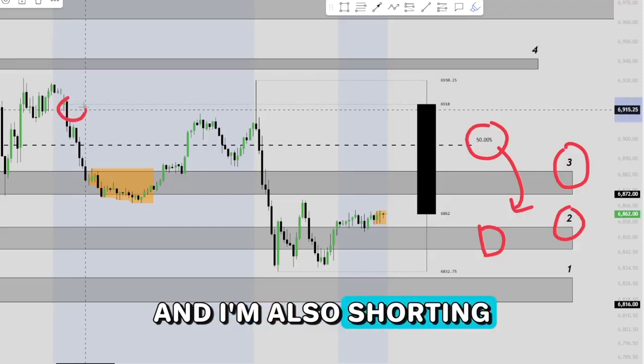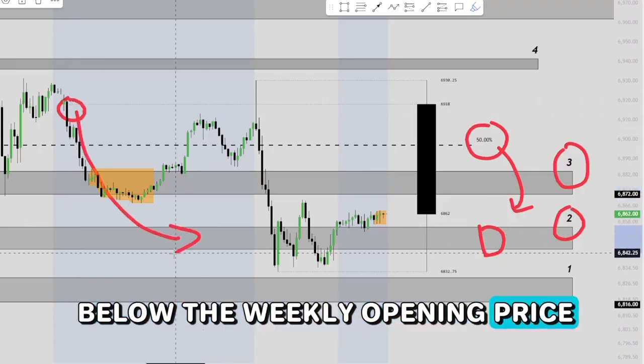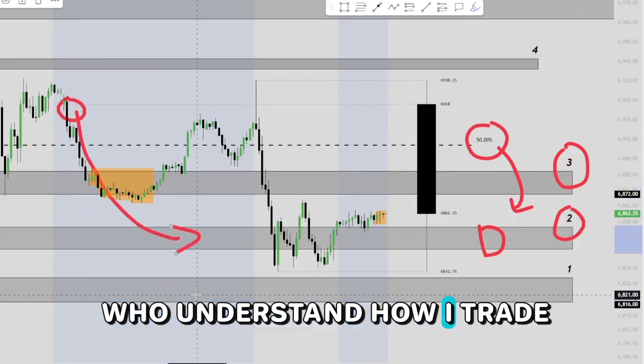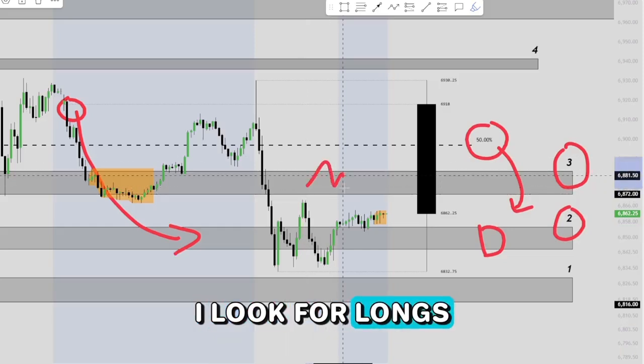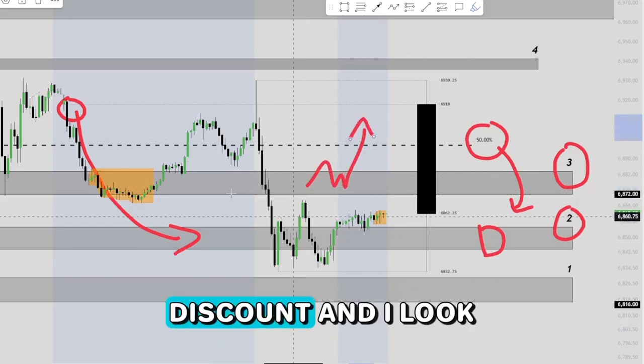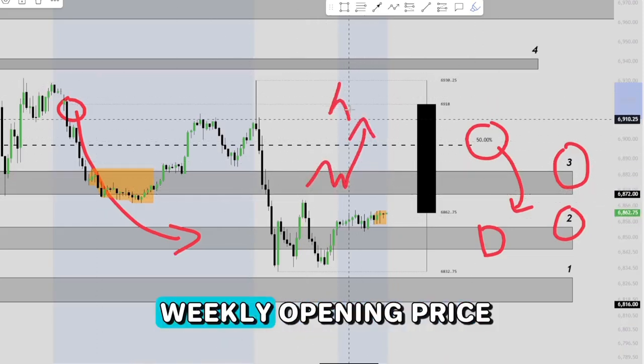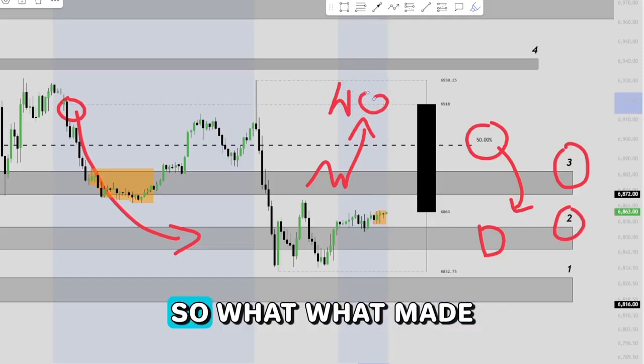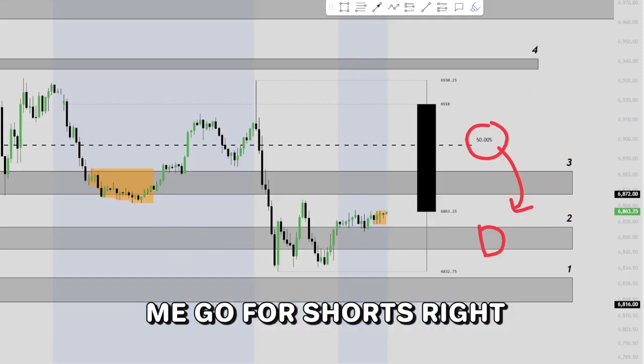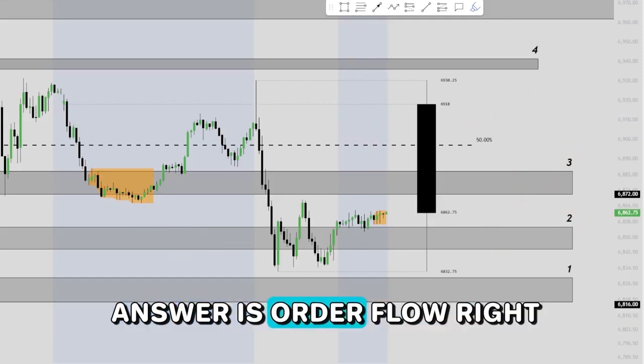I'm also shorting below the weekly opening price. For those who understand how I trade, I look for longs in the discount, and I look for longs below this weekly opening price. So what made me go for shorts? The simple answer is order flow.